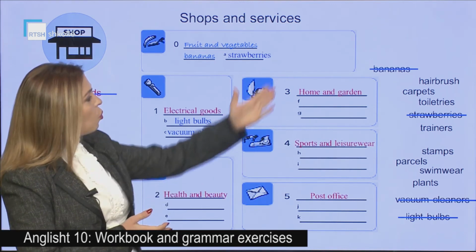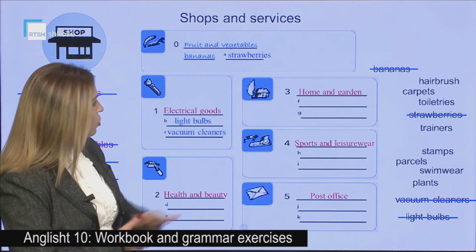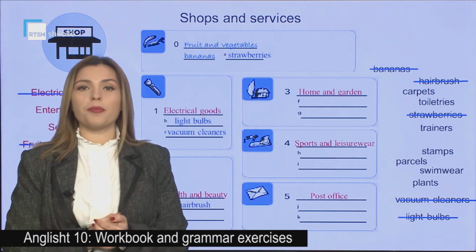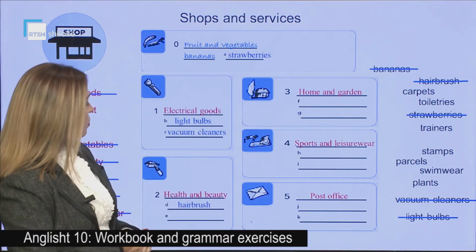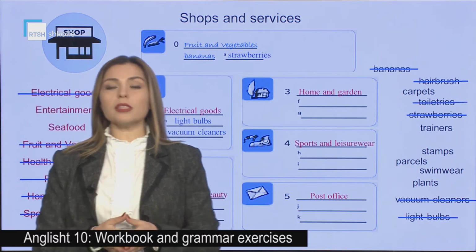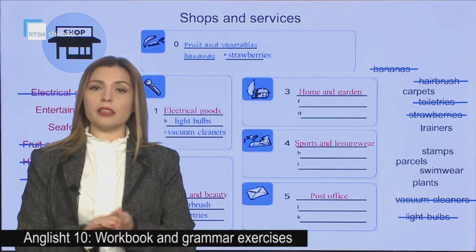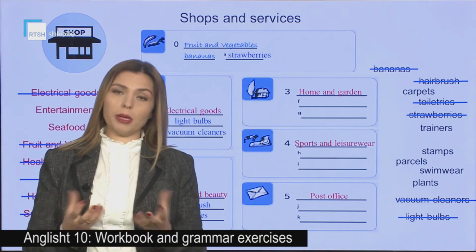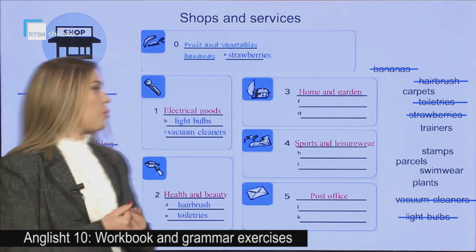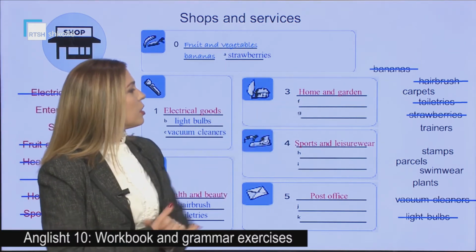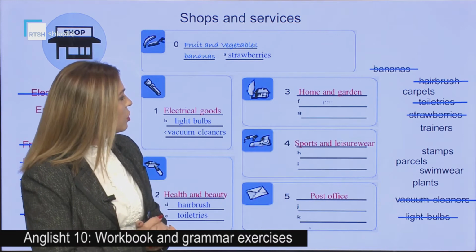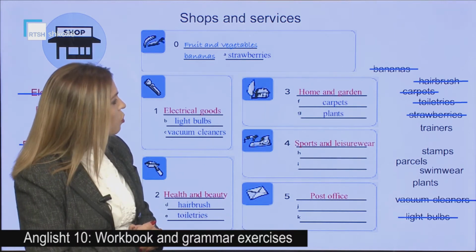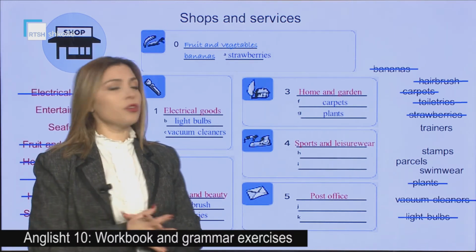Health and beauty. What has to do with health and beauty? The first one is our hairbrush, in order for us to brush our hair. The other one is toiletries. We said all those products that help us to clean our hands, the creams to put on our face, the toothbrush, the toothpaste, things that help us to keep our health and our hygiene. In the home and garden, what can we find? Of course, we can find carpets. And what else? Look at the words. We can find, of course, plants in the garden.